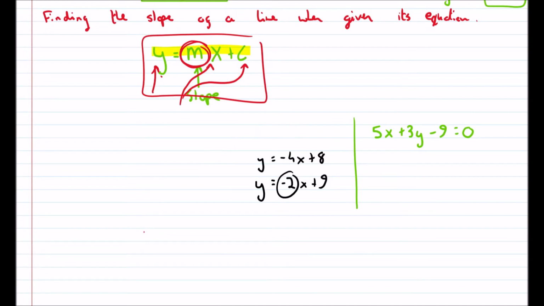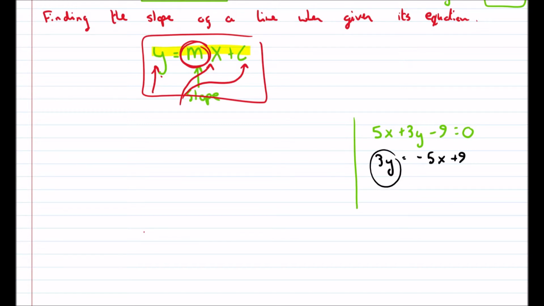Okay, and the last one. 5x plus 3y minus 9 equals 0. Okay, rearrange it. So we have 3y equals minus 5x plus 9. Remember, this has to be just a plus y. We have it as 3y, so we need to divide by 3 here. We get y. We need to divide by 3 here. We get minus 5 over 3 x. And then divide this by 3, we get plus 3. So there's our slope, and there's our y-intercept. Okay, hope that helps, guys.